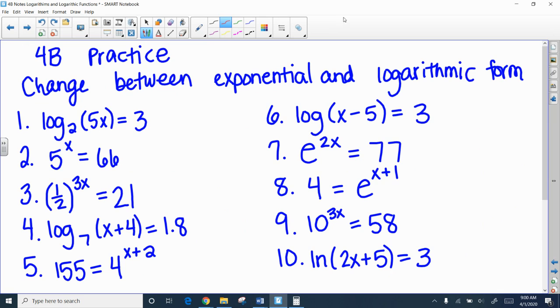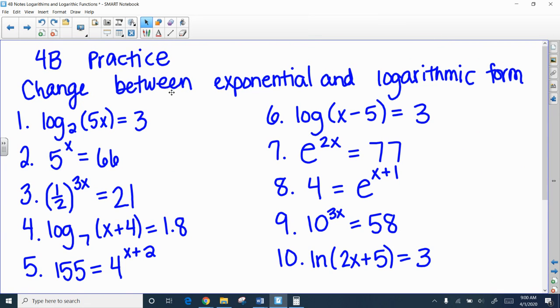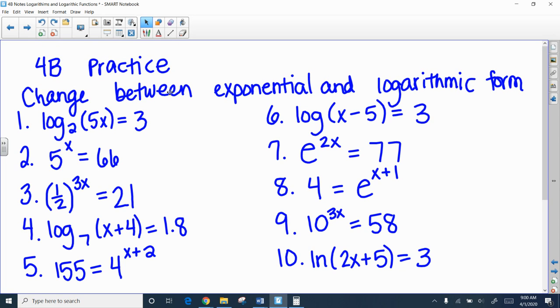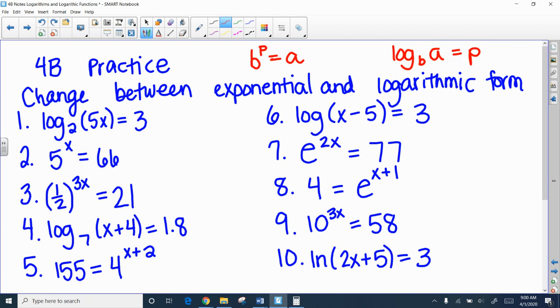Our next type of problems were changing between exponential and logarithmic form. So this is what we did on Tuesday. So remember, our exponential form was b to the p power equals a, and logarithmic form is log base b of a equals p. So whatever form the equation is in, we want to change it to the other. So if it's in exponential form, change it to logarithmic form. If it's in logarithmic form, change it to exponential form.